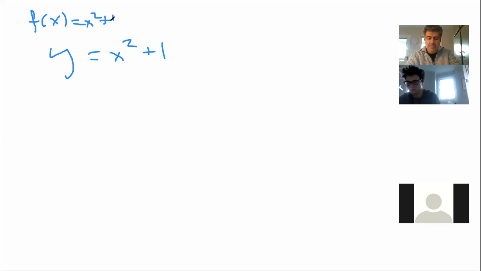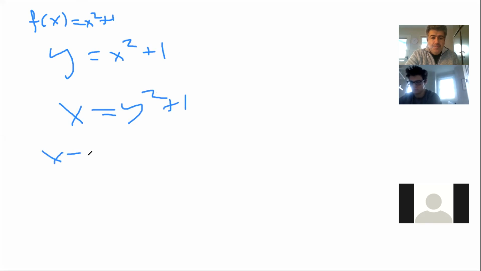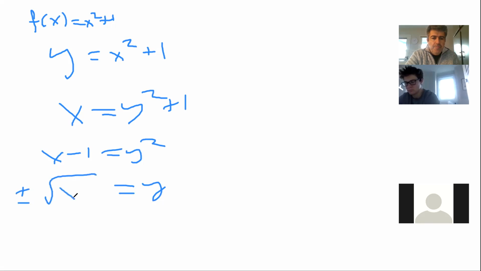And let's say I had this as a function. Let's say y equals x squared plus 1. In fact, let's say it's f of x equals x squared plus 1. Okay, that's easy enough. Now, when I do the inverse, you switch x and y, and you isolate y. You have to square root, and it will be plus or minus. Okay, so our inverse is this.